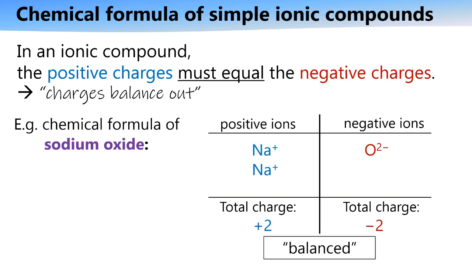As you can see, I have two Na ions contributing a total of +2 charge and one oxide ion contributing -2 charge. So the charges are balanced. So I have two Na needed for one oxygen. So the chemical formula for sodium oxide is Na2O. All right, I'll give you some time to understand this process.